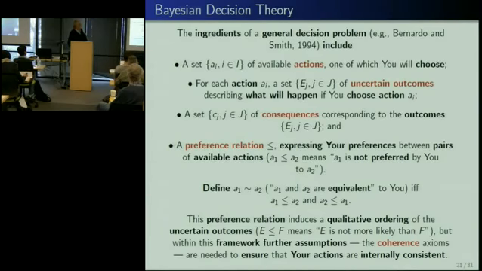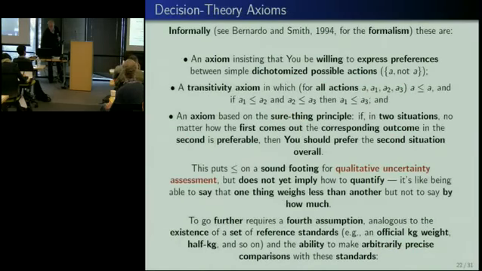It turns out that this preference relation immediately leads to a qualitative ordering of the uncertain outcomes. And within this framework, it turns out that you have to make further assumptions, which Mr. Savage and Mr. de Finetti called the coherence axioms, to ensure that your actions are internally consistent. And here are these axioms. You have to be prepared to express preferences between simple dichotomies. You have to be able to say, on the basis of the inputs in this theory, do you prefer A or not A for any of the A's that are possible?